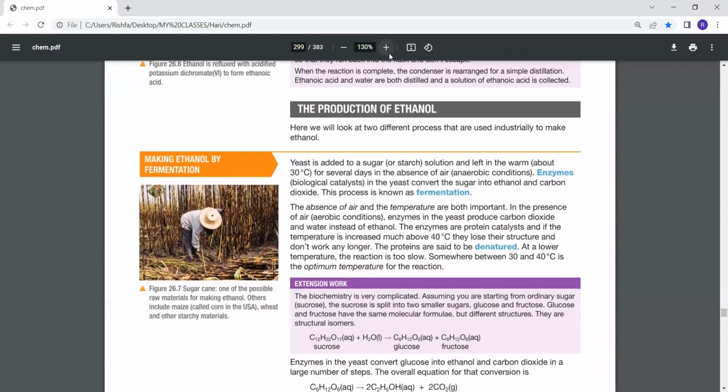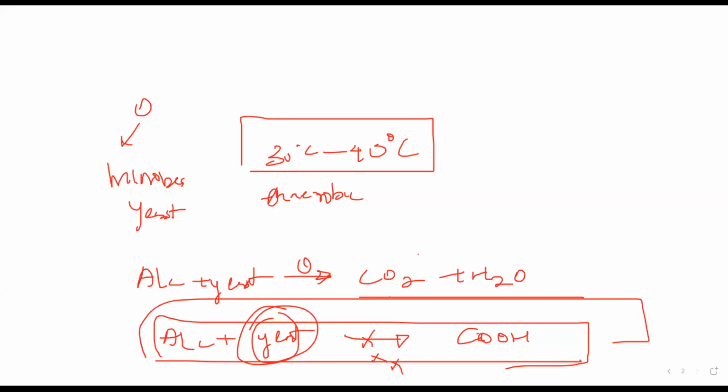Okay. So making ethanol by fermentation. I have written the reaction wrong, no dear. What is the fermentation reaction? It can't be ethanol. This is oxidation with the help of microbes. This reaction is correct, that is oxidation by microbes. So under anaerobic conditions, microbes like yeast will oxidize ethanol to produce carboxylic acid.